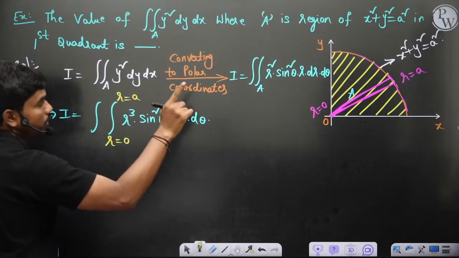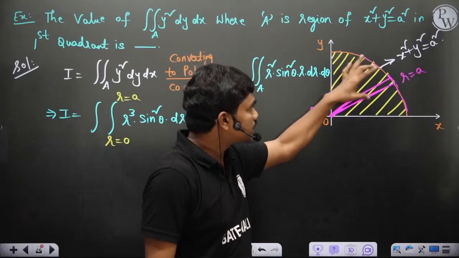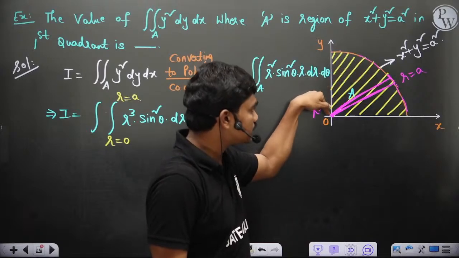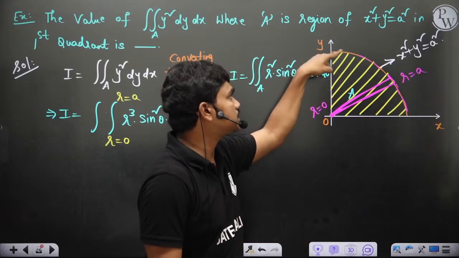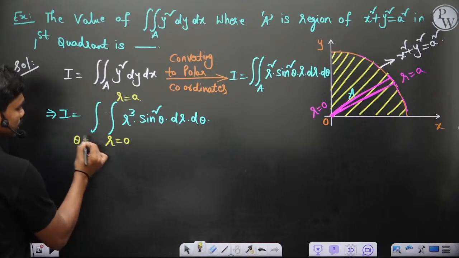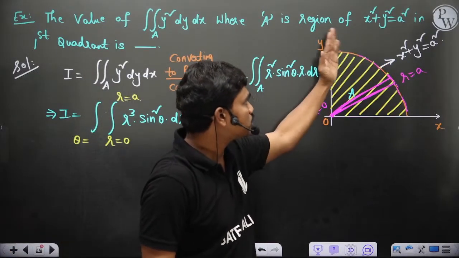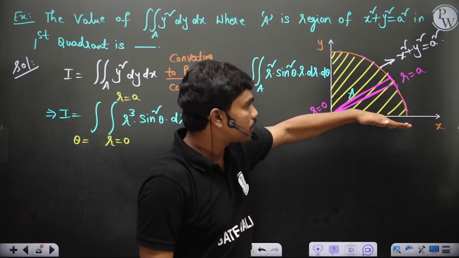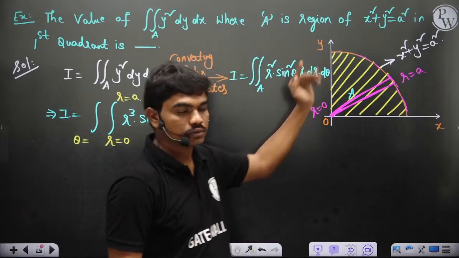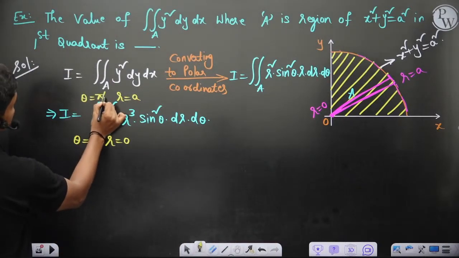Here a is a constant value because it's a circle in this case. You can take this strip in any orientation, it doesn't matter. The lowest value of radius is always 0 and the highest value of radius is always a. Now what about theta in the first quadrant? The least value of theta is 0 when it matches with the x-axis, and the highest value of theta is pi by 2. So theta equal to 0 to theta equal to pi by 2.